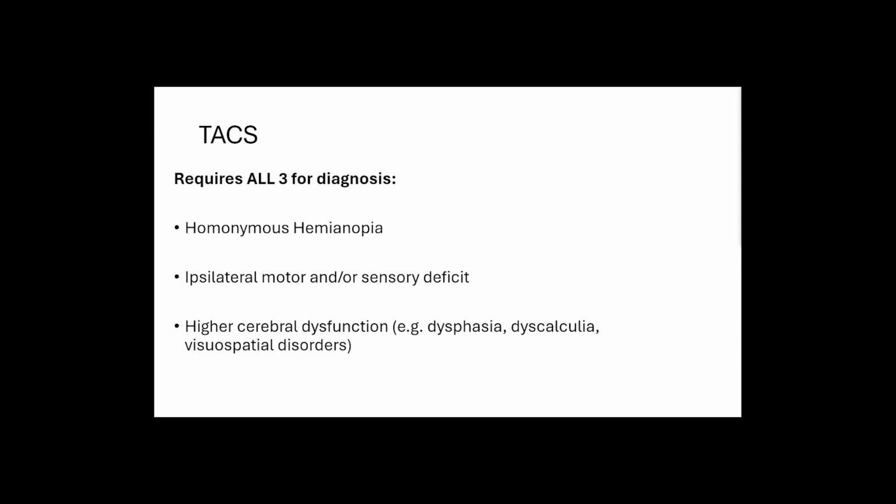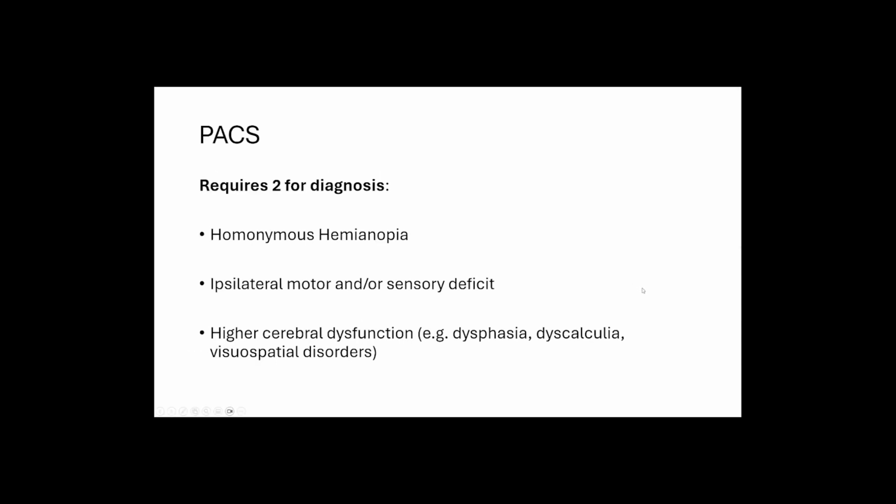And then for PACS, or partial anterior circulation stroke, it is again the same three, except only two of the three are actually required for a diagnosis. So only two of the homonymous hemianopia, ipsilateral motor and/or sensory deficit, and higher cerebral dysfunction. In this case, the ischemia is commonly in one of the upper or lower middle cerebral arteries, as opposed to being a larger occlusion.